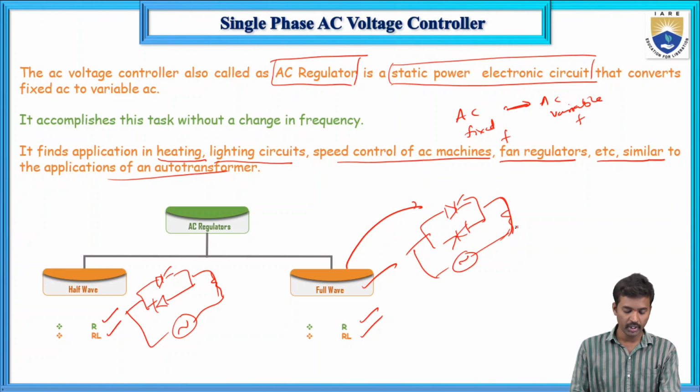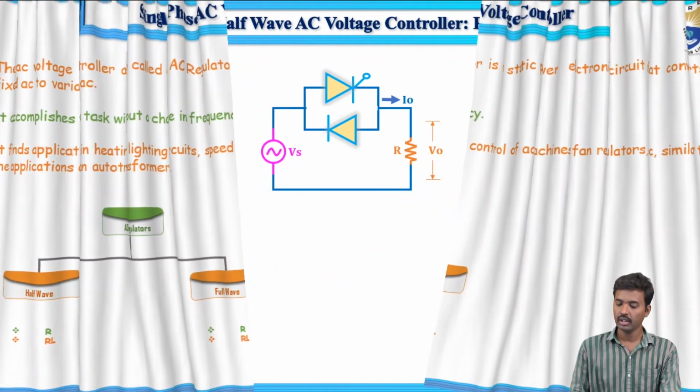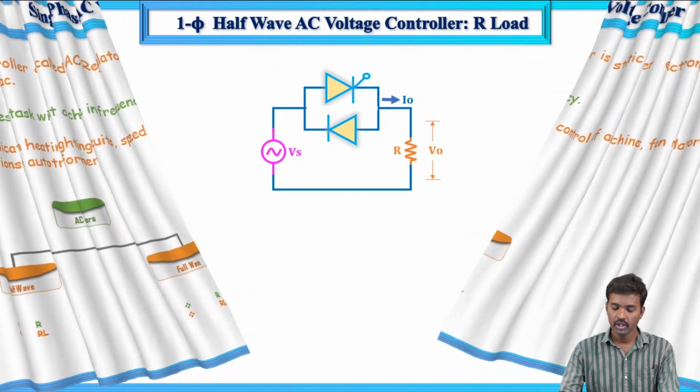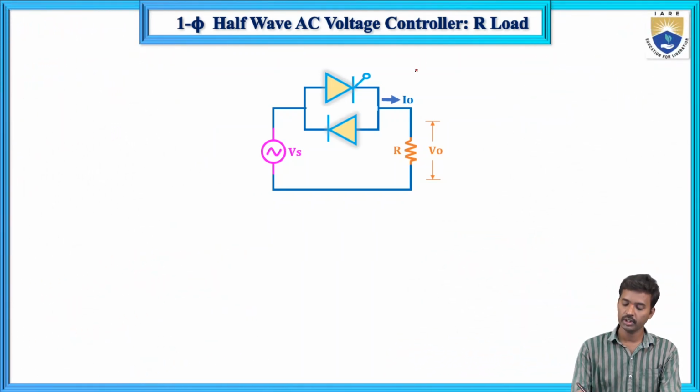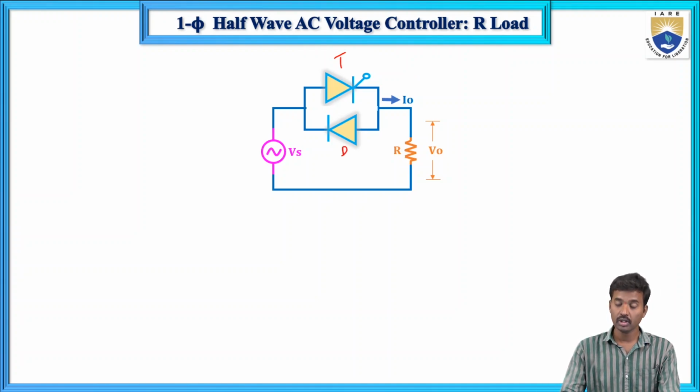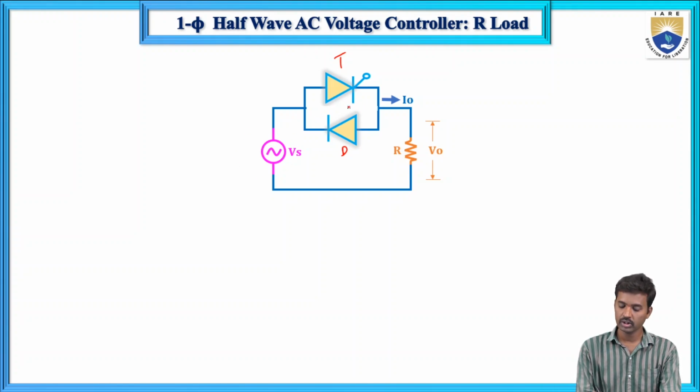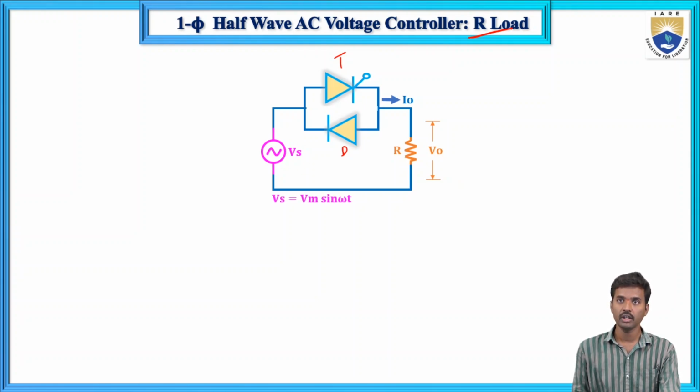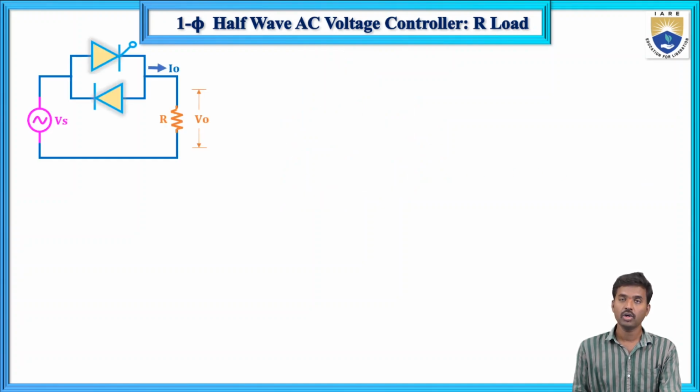First I will explain the single-phase half wave AC voltage controller with R load. This is the circuit diagram of the single-phase half wave AC voltage controller with a thyristor T and a diode. The two switches, thyristor and diode, are connected in anti-parallel and the supply is given to this circuit, and this is the load. Here the load is an R load. The load current is I0, the load voltage is V0, and the supply voltage is Vs. We are giving the AC supply Vs equals Vm sin omega t. So how will it operate?